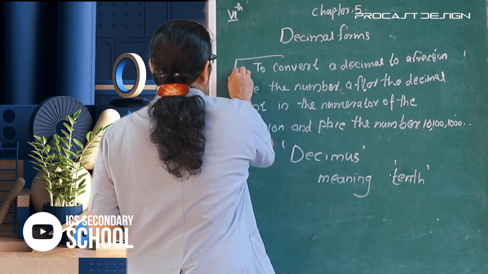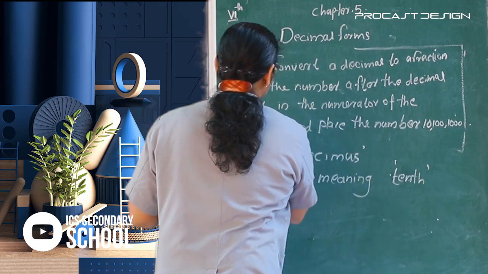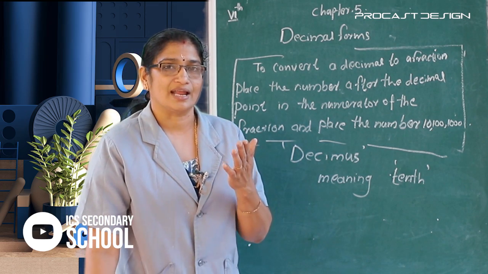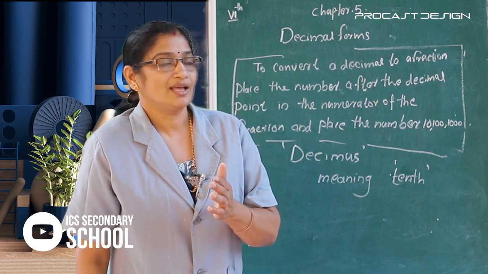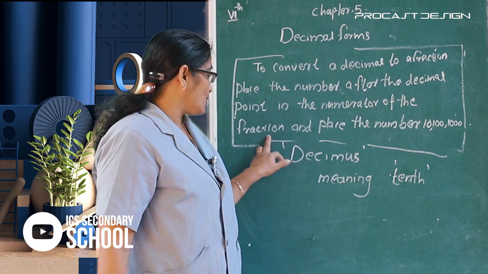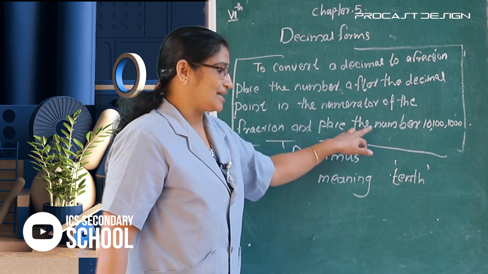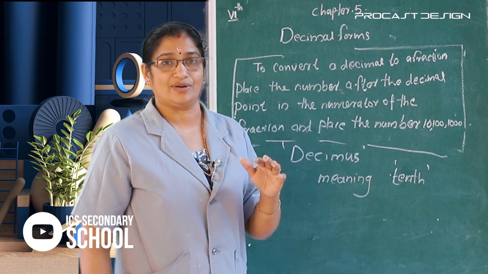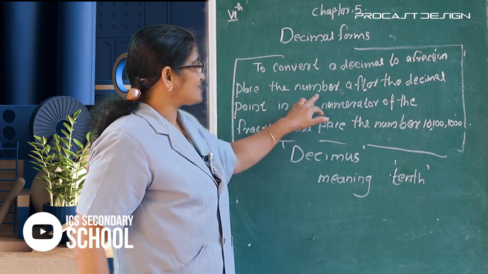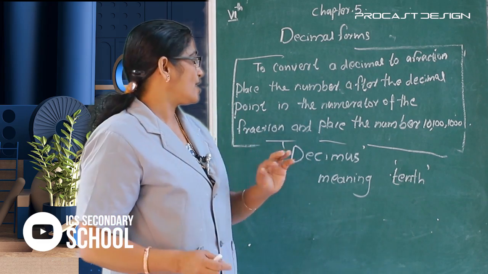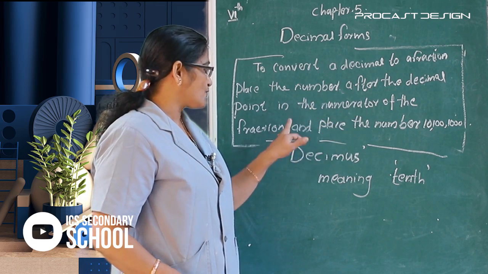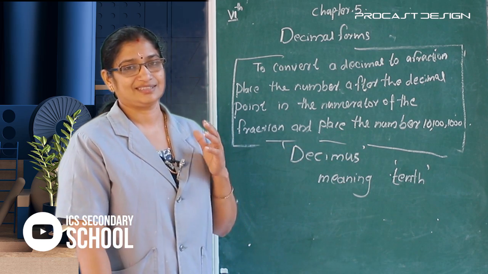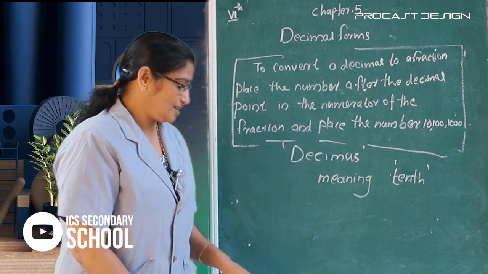All of you listen, decimal forms. To convert a decimal to a fraction, place the number after the decimal point in the numerator of the fraction, and place the number 10, 100, 1000, etc. in the denominator.